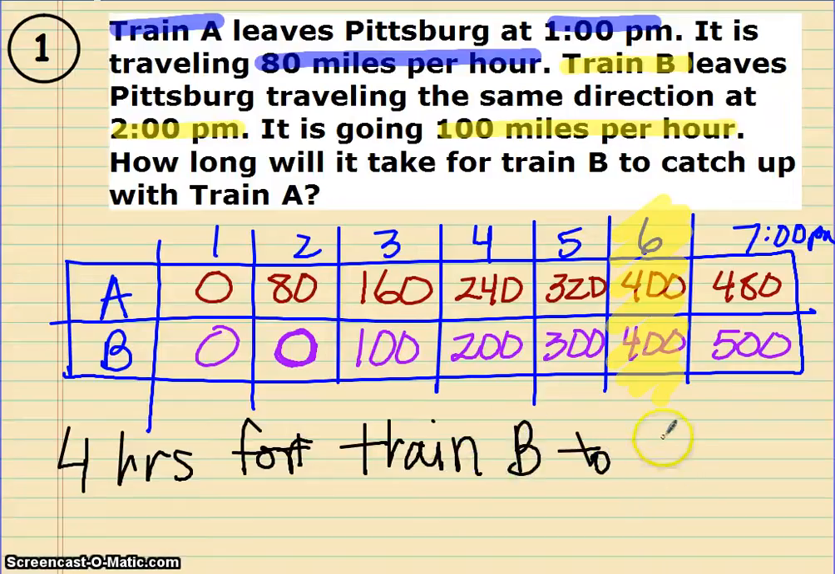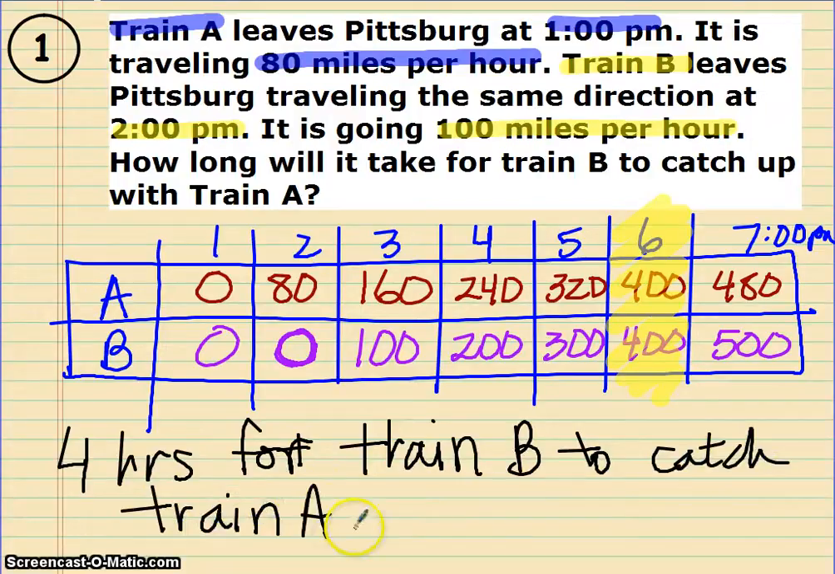You need to write the sentence. So 4 hours for Train B to catch Train A. Because again, if you don't understand the question and you do all of the right work and actually do understand the situation completely, perfectly, you could still be wrong. Because the answers 4, 5, and 6 would be on a multiple choice test for sure. So if you're not completely understanding the question, you could get this problem wrong.